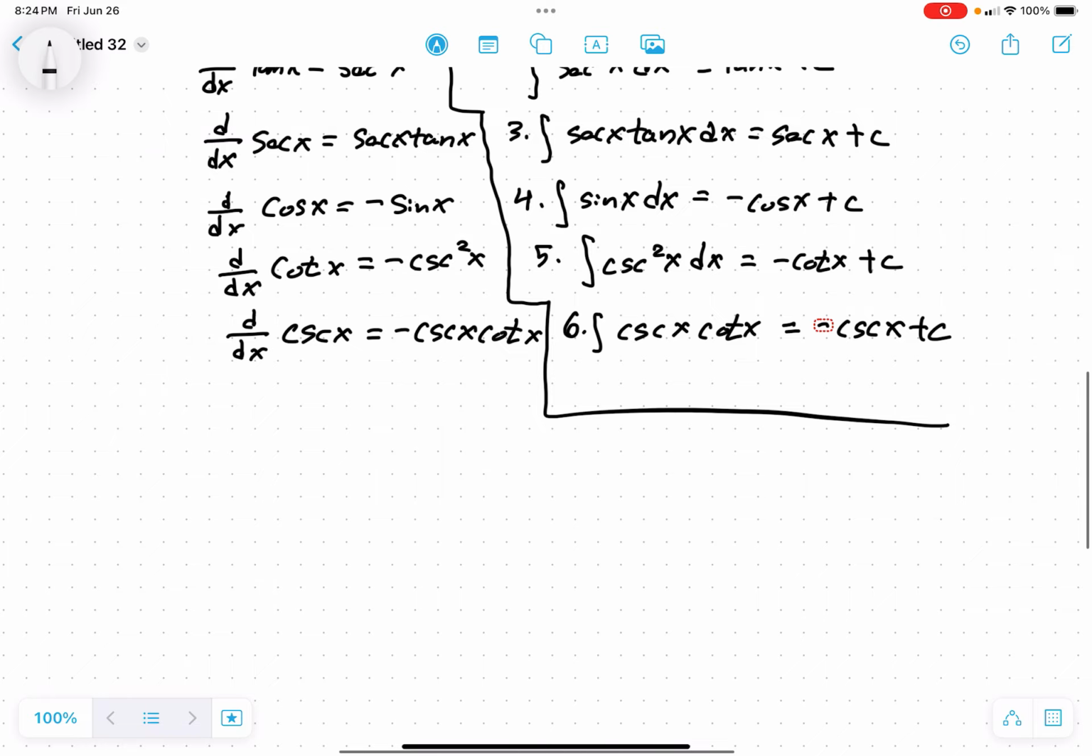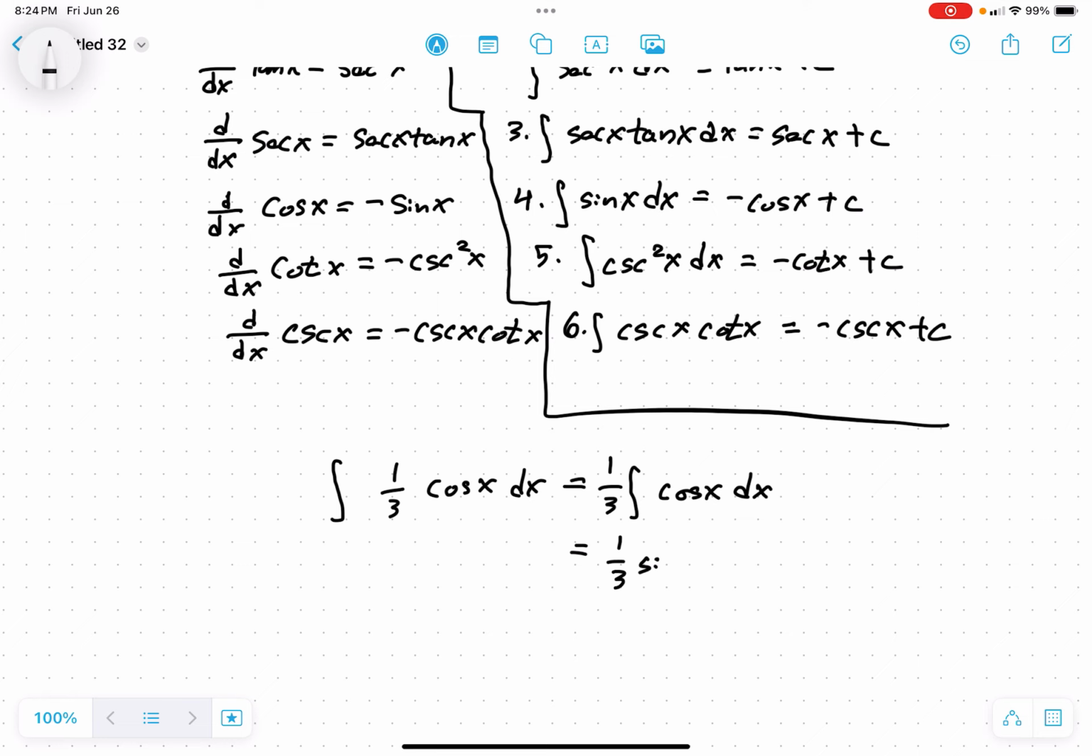So let's say I have the integral of 1/3 cosine x dx. Well, I know I can take out that 1/3. And I know the integral of cosine x is sine x. So this equals 1/3 sine x. And don't forget plus c.